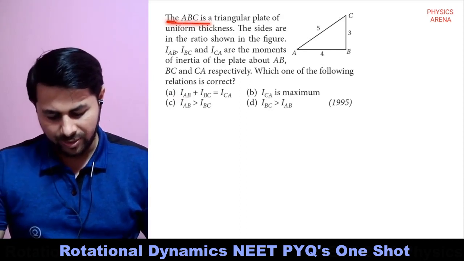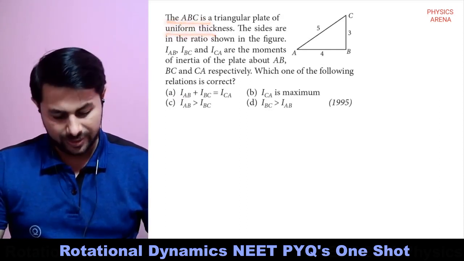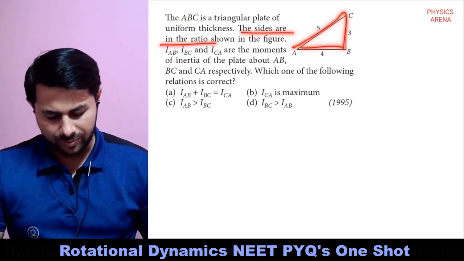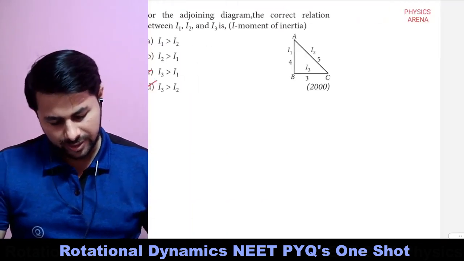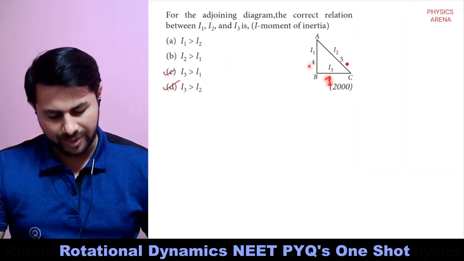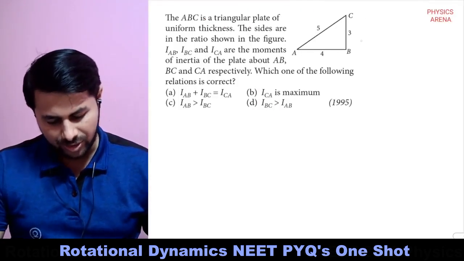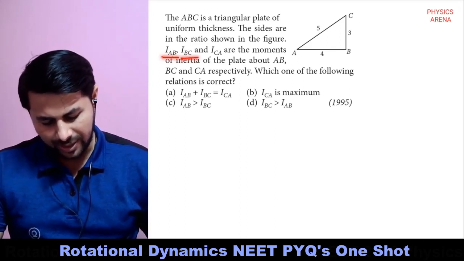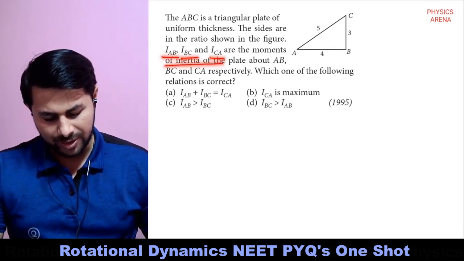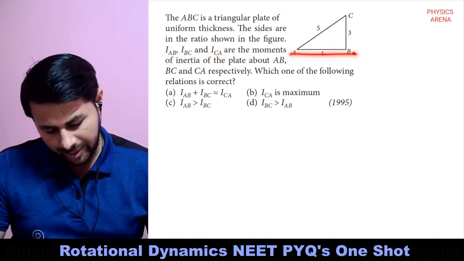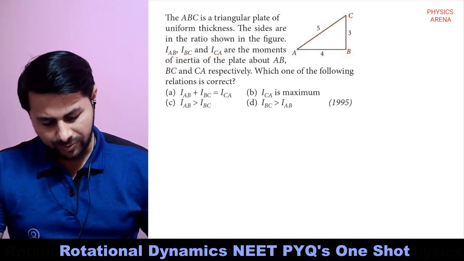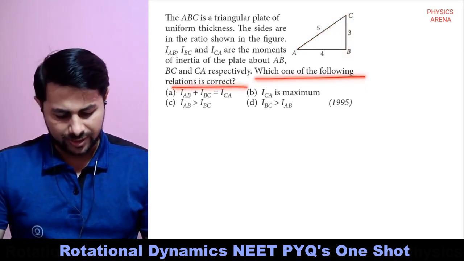ABC is a triangular plate of uniform thickness. The sides are in the ratio as shown in the figure. It's the same ratio, right? 3, 4, 5. It's the same ratio as that of the last question. IAB, IBC and ICA are the moments of inertia of the plate about AB, BC and CA respectively. Which one of the following relations is correct?